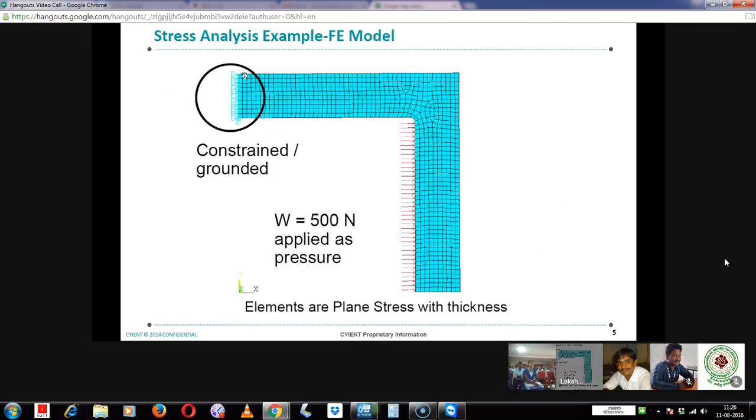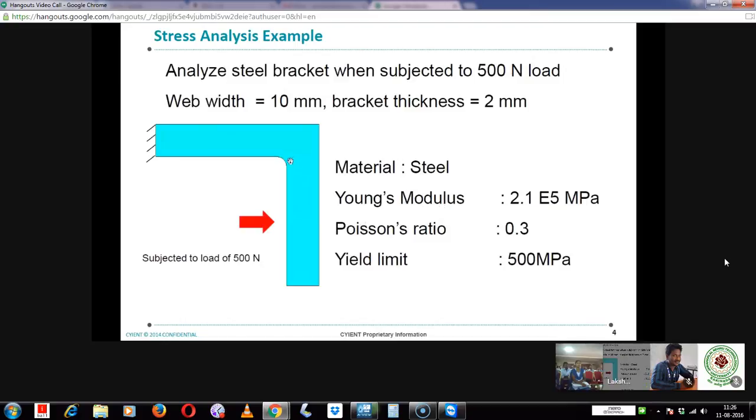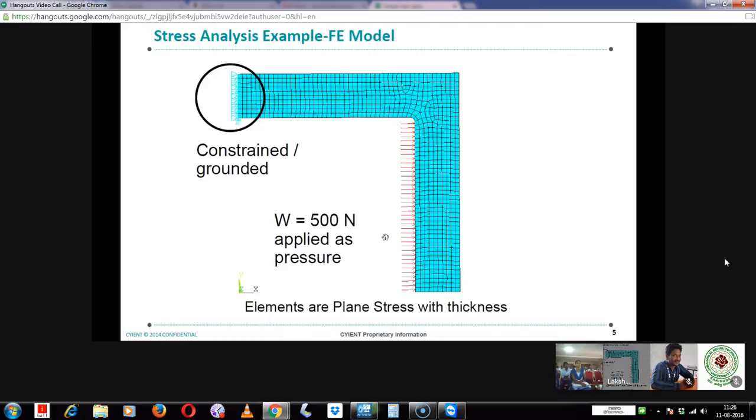Here we constrained here and applied the load here. The complete face is subjected to 500 newtons. It is very important for us how to apply this load. We can apply it as a point load or as a pressure load. It all depends upon how you want to apply. But applying a pressure load is more appropriate because it is subjected to uniform load. So I applied it as a pressure load here, and this area is completely subjected to uniform loading.